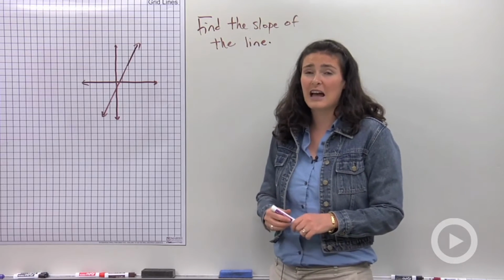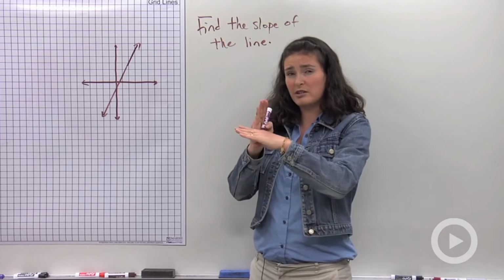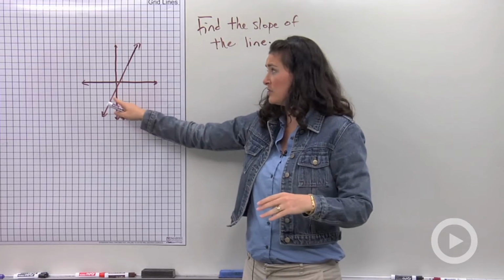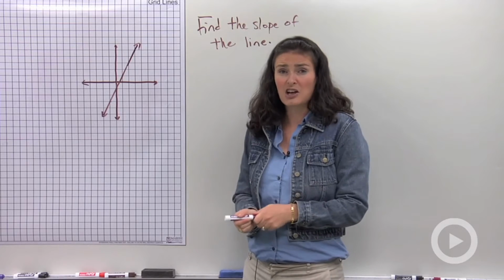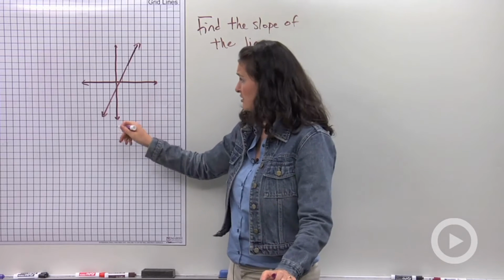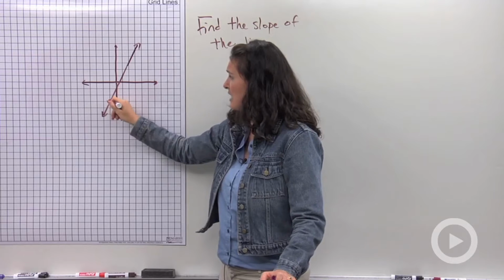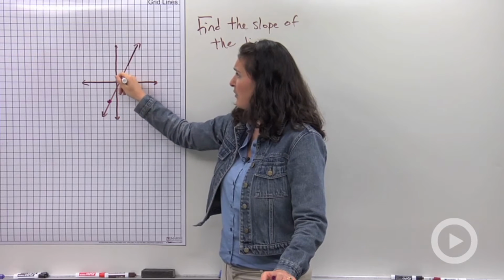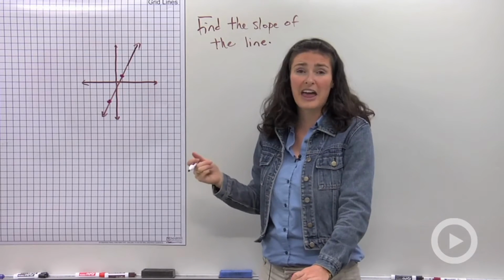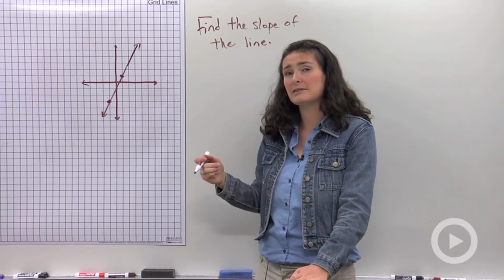Most of the time, people look for what corners of the graph, like what rectangular corners the line goes through exactly. So I'm going to look really carefully and see which corners it goes through. It goes through that one exactly, and it goes through that one exactly. And those 2 points will help me to determine what the slope is.